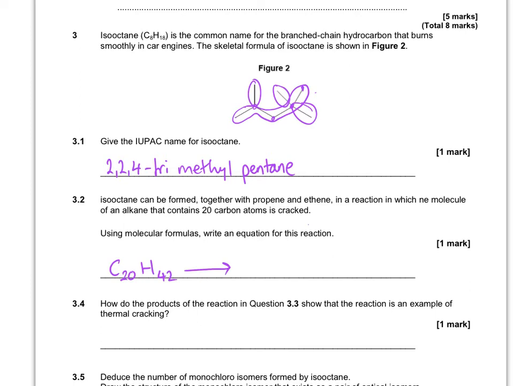We also know that we're going to get ethene and propene and our isooctane, which we've got the formula for at the top. So that's the easy bit. Now you've got to make sure it's balanced. And the easiest way to balance it is to have 2 of those and 3 of those. And that should now be balanced.